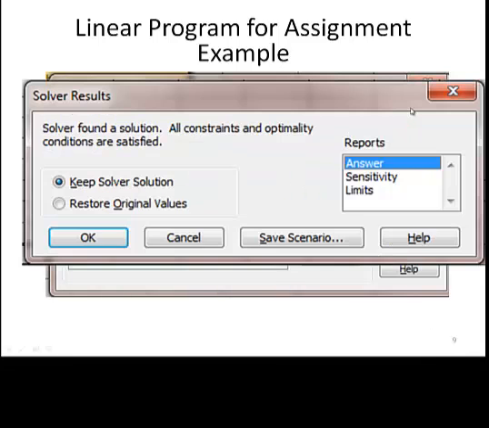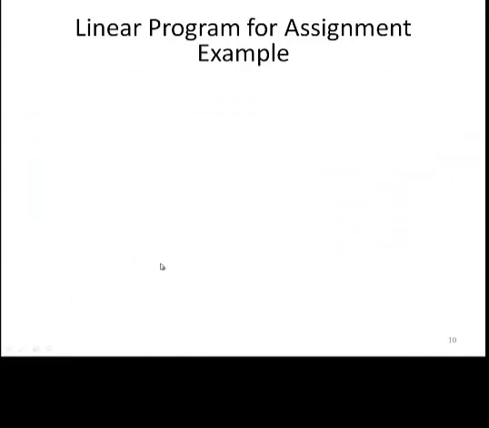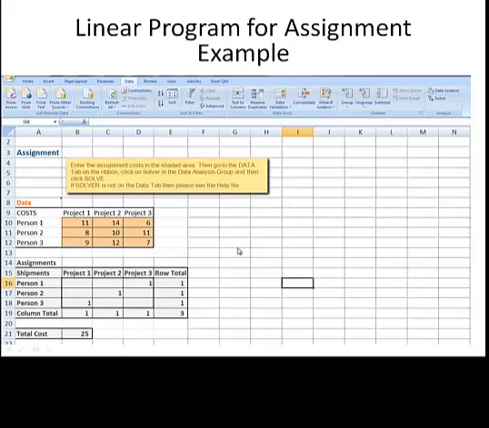Once I click on solve, I'm going to get my solver results. I want to select answer, and I have to make sure I select this because it doesn't automatically become blue. And then I'm going to keep solver solution, and then I'm going to select OK. Once I select OK, I will get my solution. And note, in this case, I do not have to go to the bottom and select a solution. I have a solution, and here's my solution.